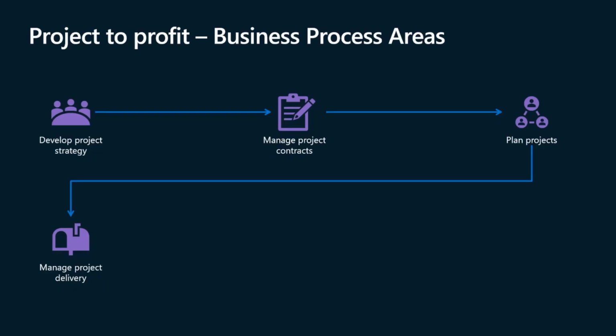Manage project delivery. The manage project delivery business process is crucial for ensuring that all project tasks, activities, and milestones are completed as planned. This process helps deliver the final outcome to stakeholders efficiently and on time. Key activities in this phase can include design, development, testing, documentation, and quality assurance.